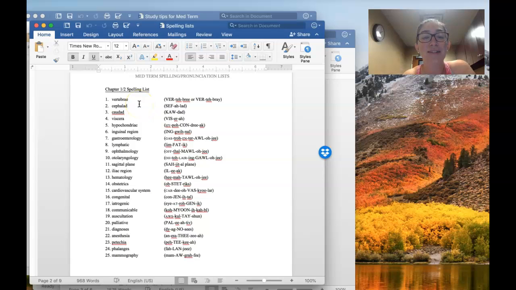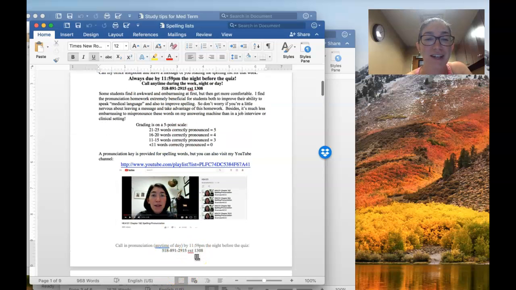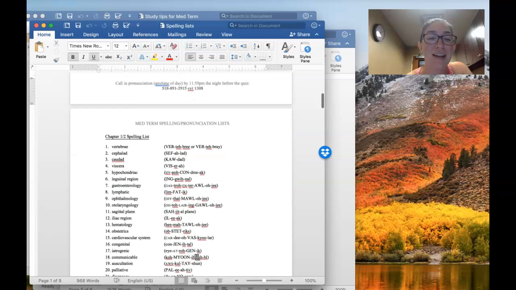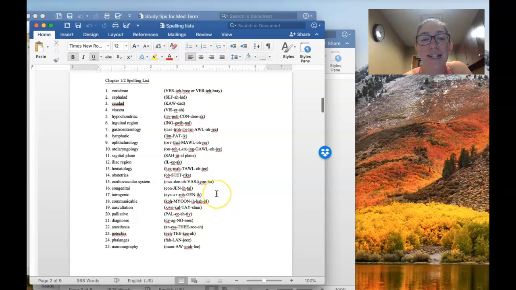So when you have pronunciation homework, the assignment is to call in to my office phone number, and the number is on every single page of this document, so you can't miss it. Call in, say, hi, my name is Sarah. I'm just calling with the chapter 1 and 2 spelling lists. Number 1, vertebrae. Number 2, cephalad, and so on and so forth. And you just go down the list.